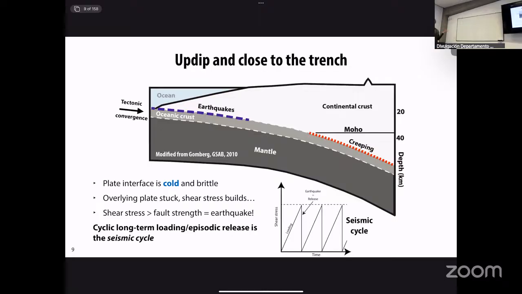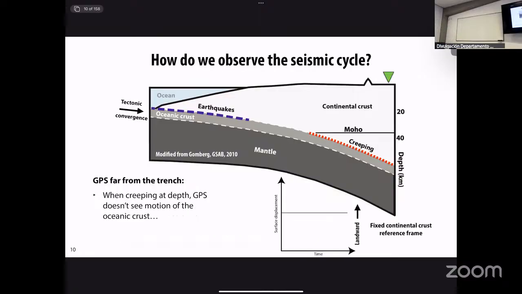So this is a cartoon model of what the seismic cycle looks like, where you have this frictional locking that allows elastic strain energy to build up until it's released in a big earthquake. So how do we observe this? One way is by looking at deformation at the surface with geodetic measurements like GNSS or GPS. Now we've changed the shear stress to surface displacement.